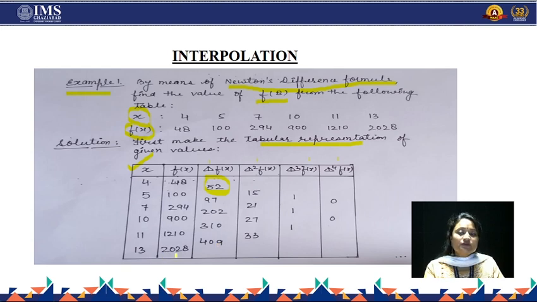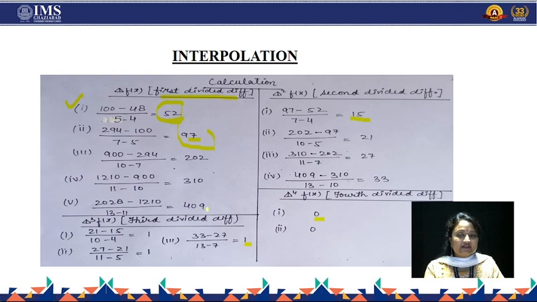Similarly, so on. If we talk about the last two values, how do I get 409? 2028 minus 1210 divided by 13 minus 11. So look at this. Yes, this is the value of 409.